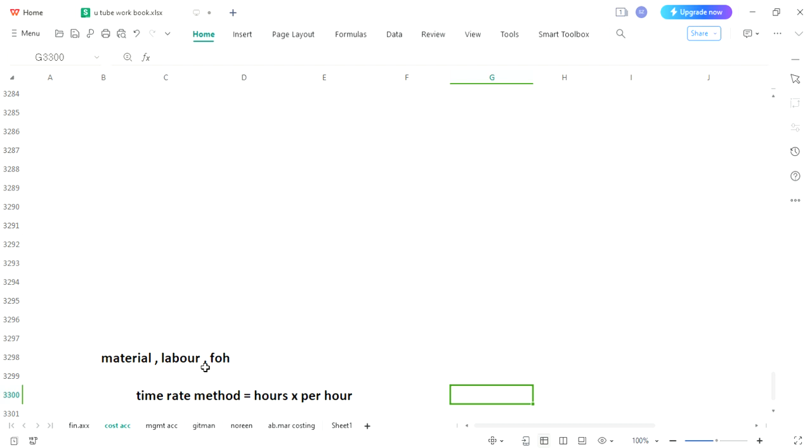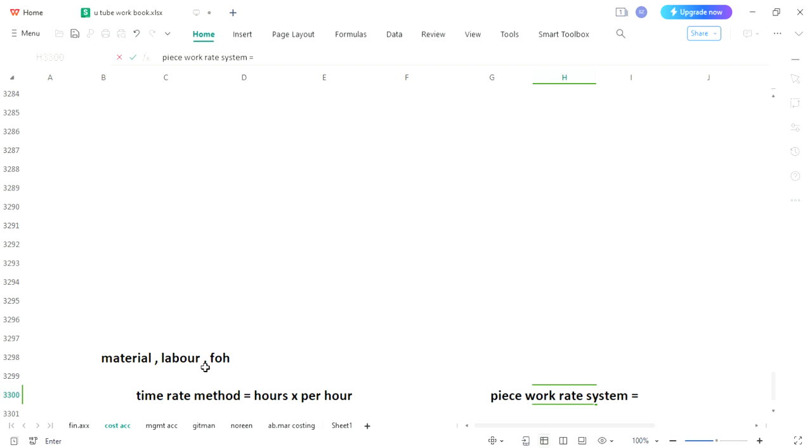And the second method is the piece work rate system, under which instead of looking at the hours a worker had worked, we look at how many pieces or units are manufactured by that person. We calculate the number of pieces and multiply it by the rate per piece. So these are two ways with which we can calculate our wages.